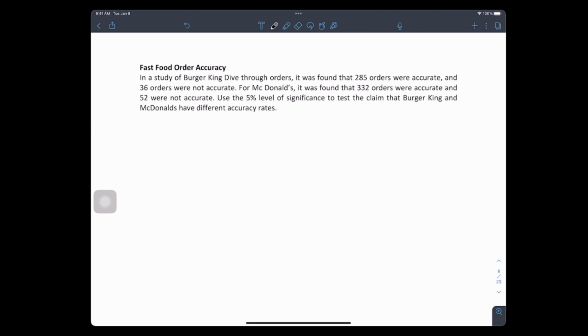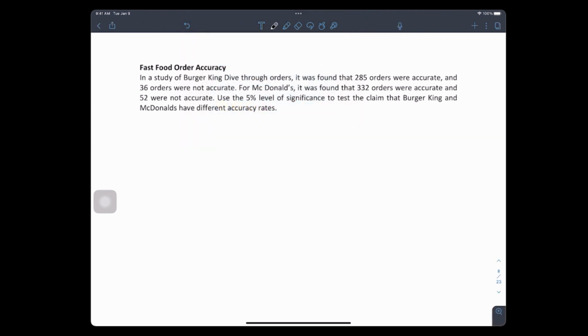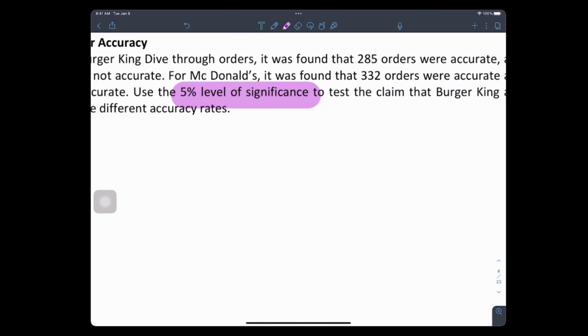What does this say? In a study of Burger King drive-thru orders, it was found that 285 orders were accurate and 36 orders were not accurate. This is from BK. Okay. What else does it say? For McDonald's, it was found that 332 orders were accurate and 52 were not accurate. Okay. Use, what do they want us to use? Use the 5% level of significance.